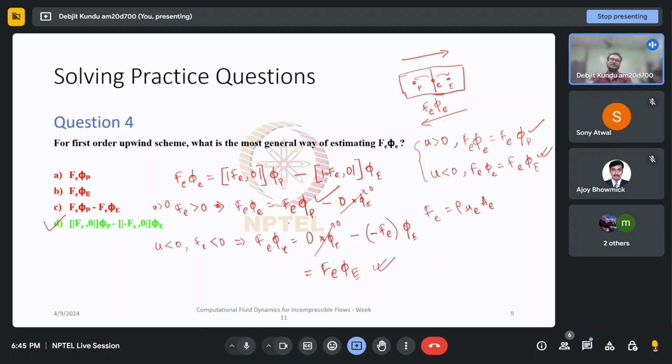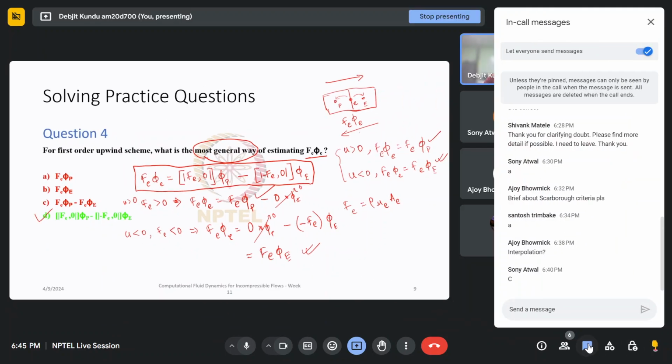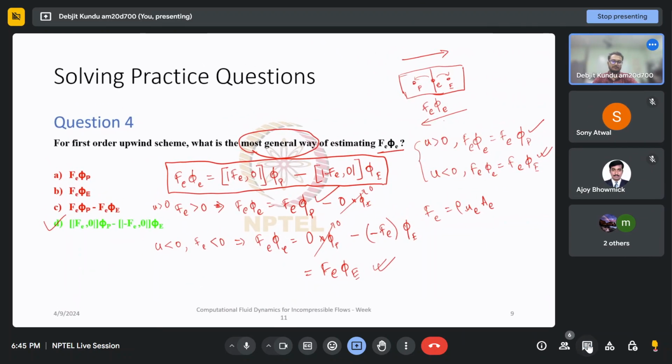Both of these situations are handled by this one equation. So that's why this is the most general way of writing fe phi e. Any questions on this? It's a bit of a mathematical manipulation to just write the entire thing in one line.